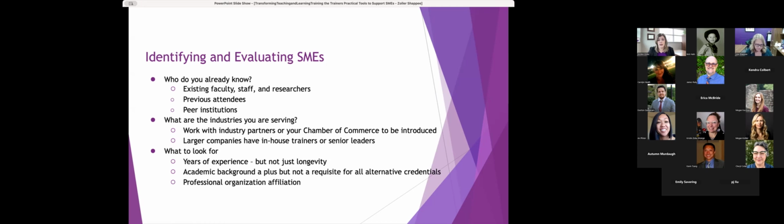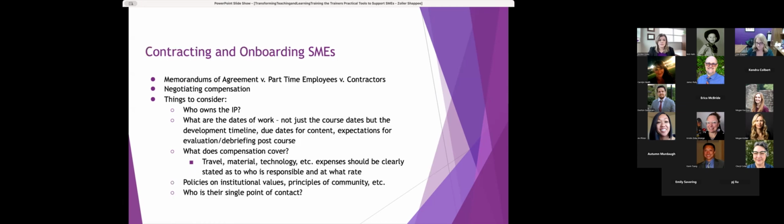And then finally, one thing that may be another area worth looking at is, what type of professional organizations are they affiliated with? This can be helpful to not only find SMEs, but think about, how do you evaluate those that you have in your talent pool? Can move to our next slide.